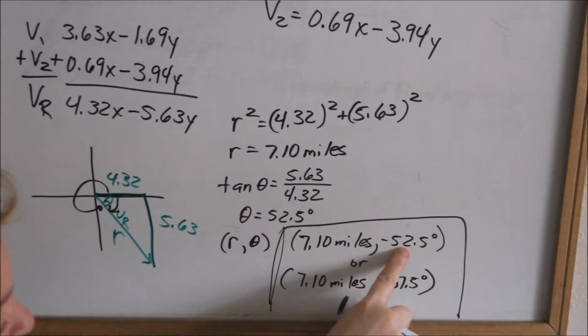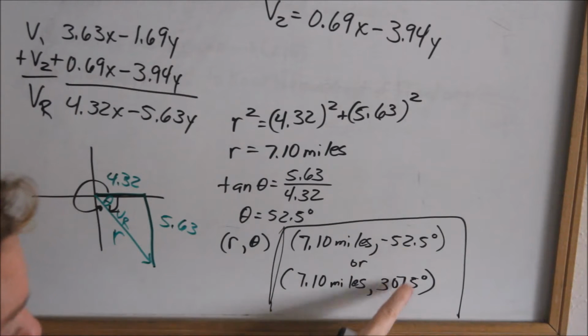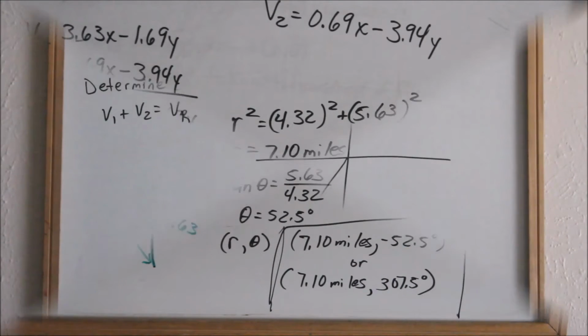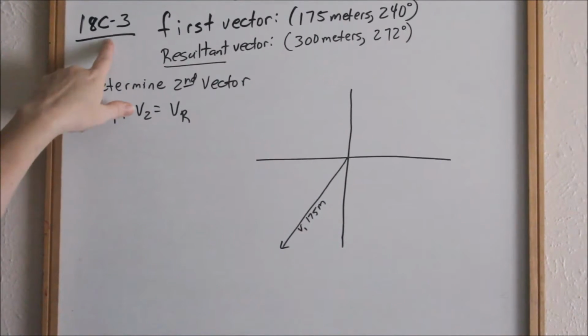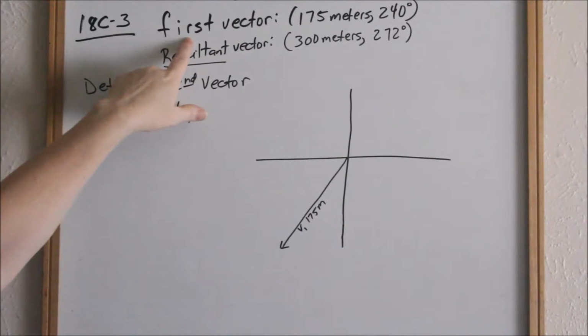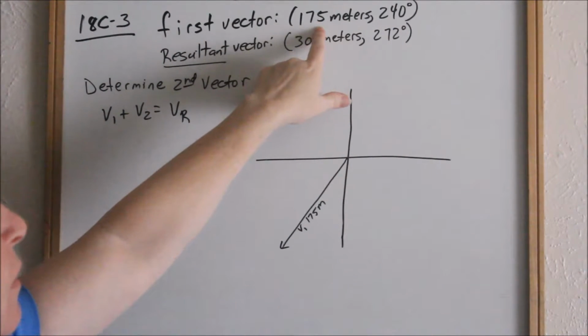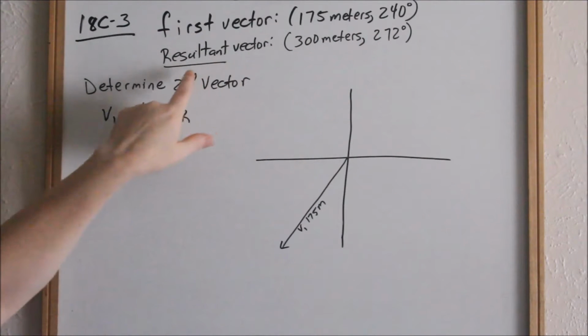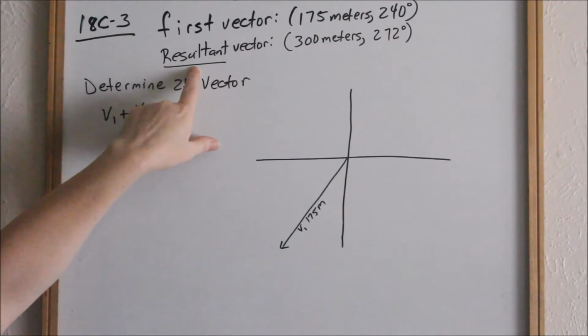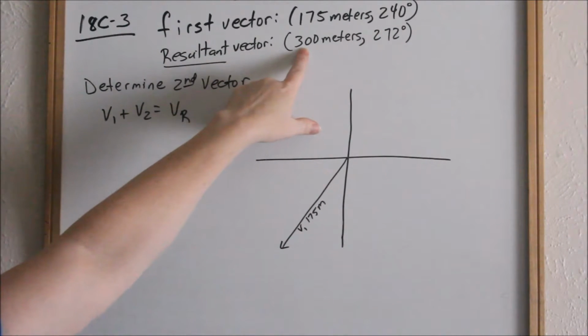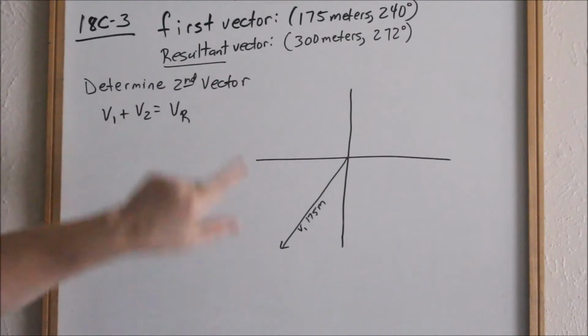And it can either be the clockwise direction or the counterclockwise direction. Okay, we're looking at 18C3, and we are given the first vector of 175 meters at 240 degrees. Then we are given the resultant, that's 300 meters long at 272 degrees.